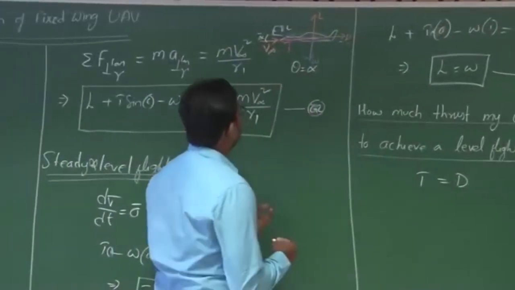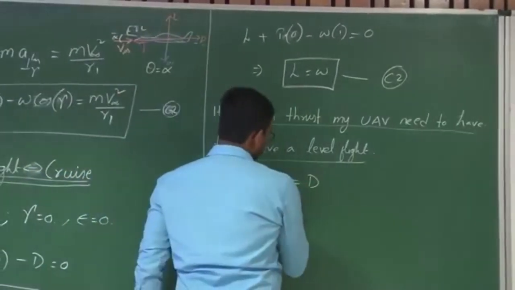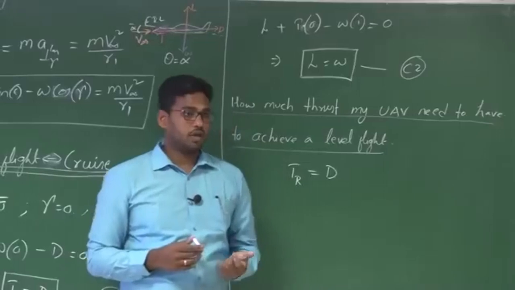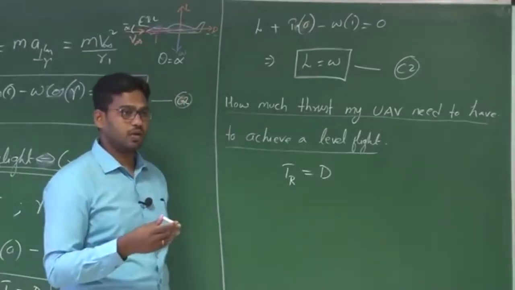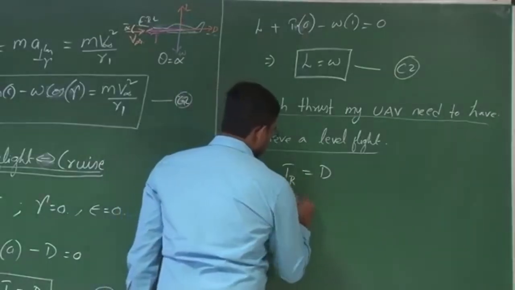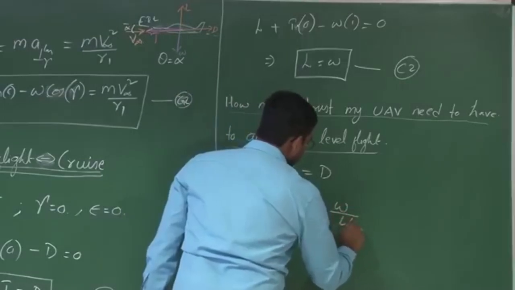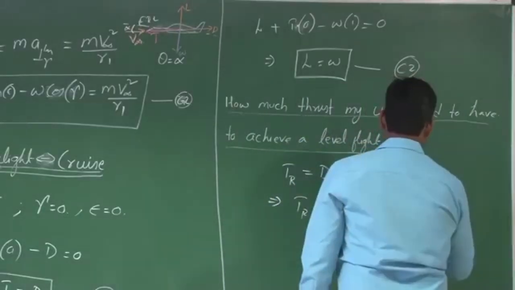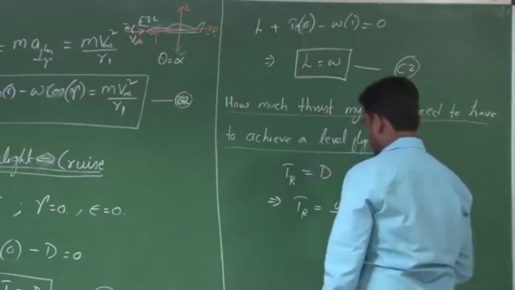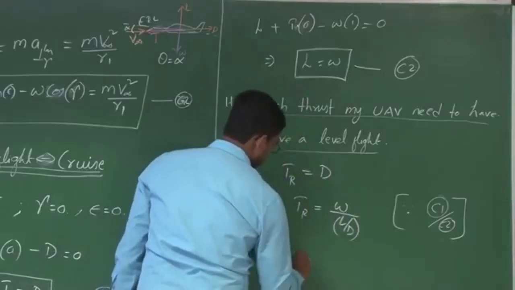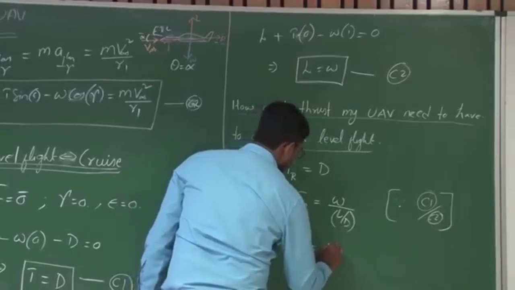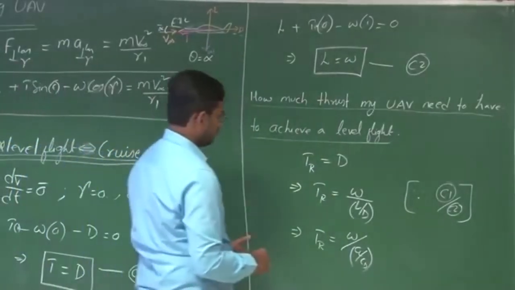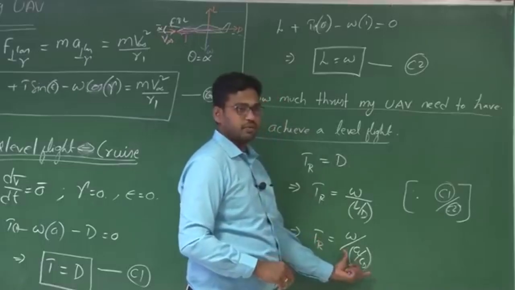Now, for this level flight, we have thrust equal to drag. Drag is the requirement of the system, and the corresponding thrust is the thrust required. This is the amount of thrust that the propulsion system has to generate to have level flight. We also witnessed thrust required is equal to W by L by D, that is, W by CL by CD. Now, the minimum requirement of thrust can be achieved when you have maximum L by D.